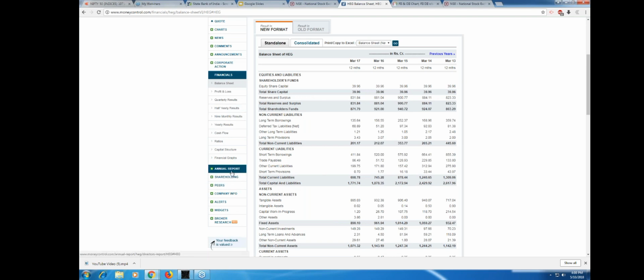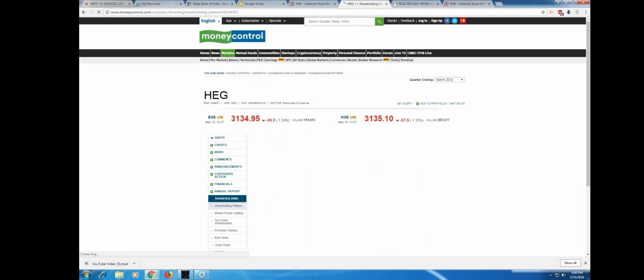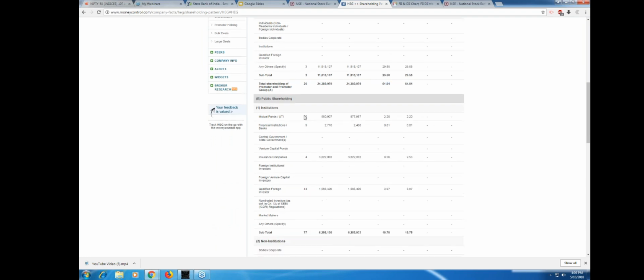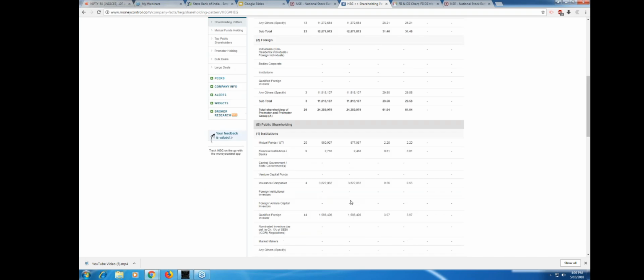Right now we're going to go to the shareholding pattern. Always remember that the promoter's holding has to be more than 50%, right? They have to believe and trust in their product. And this is the place where you see the public shareholding. Mutual funds: how many mutual funds hold HEG? 20 of them. Financial institutions, 9. Insurance companies, 4. Qualified foreign investors, 44. In all, there are 77 companies which have invested in HEG, right?